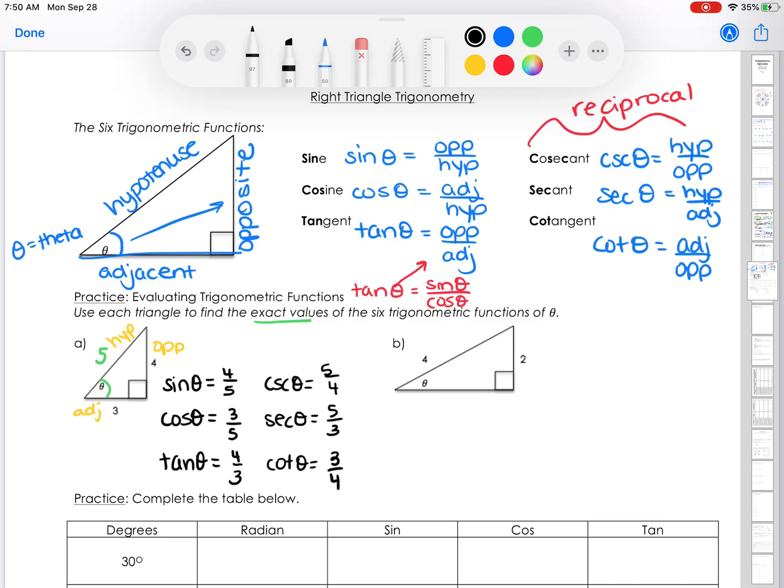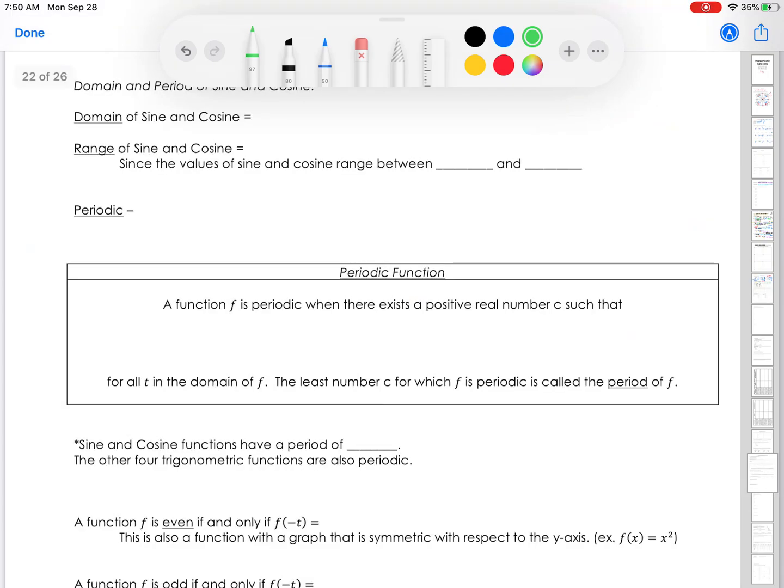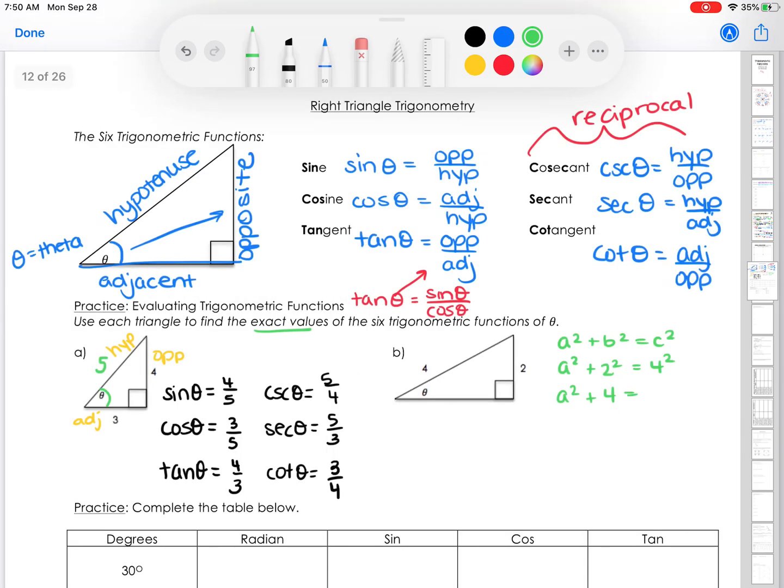Now, you might not know this one off the top of your head. I do see a pattern, but if you don't, you can always use the Pythagorean theorem here. So this would be a squared plus b squared is equal to c squared. I don't know one of the legs, but I know another one is 2, and the hypotenuse is 4. So that would be a squared plus 4 is equal to 16. Oops, 16. And then subtract, so a squared is equal to 12. And when I take the square root of that, 12 is 4 times 3. So I'll get 2 root 3.